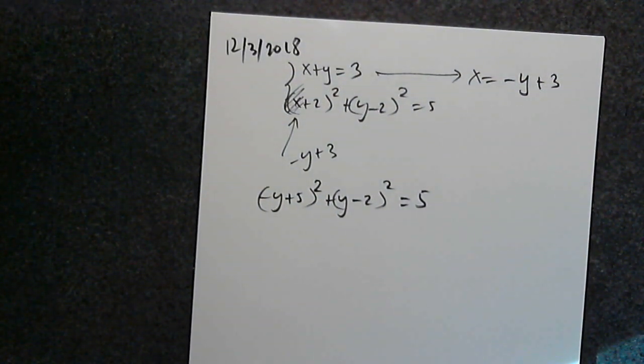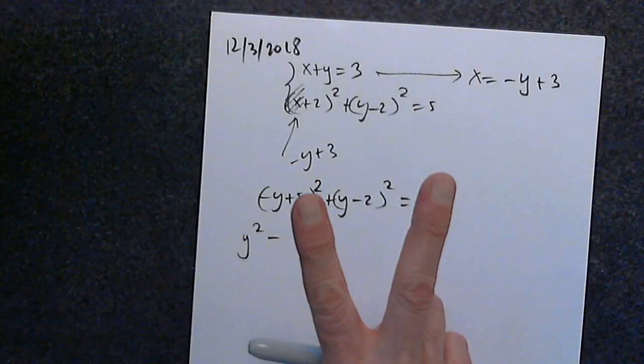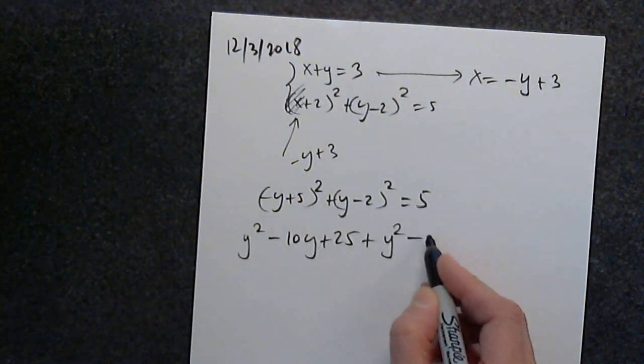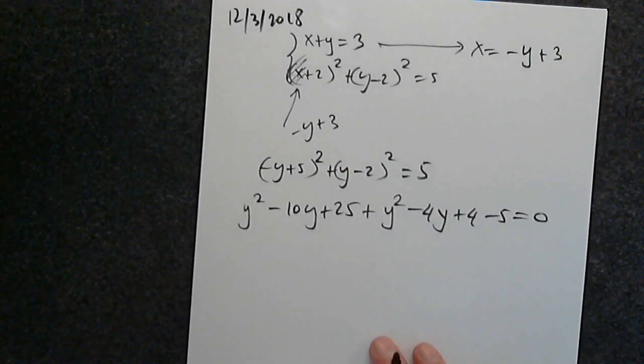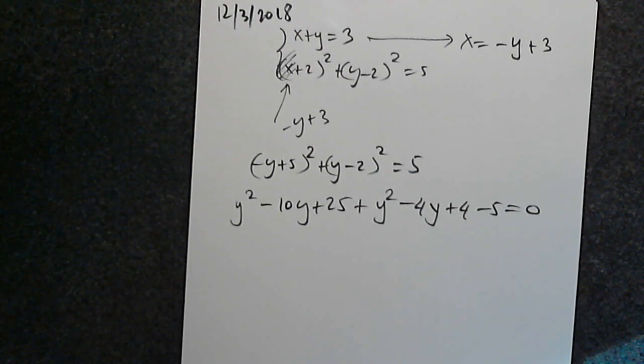So now we created an equation with only one variable, and that equation is quadratic, and I have to be careful how I square because I need to obtain how many terms when I square a binomial. Right, so the first term squared, minus 2 times the first times the second, plus 25, and the same thing here, minus 4y plus 4 minus 5 equals 0. So quadratic. Is this step okay?